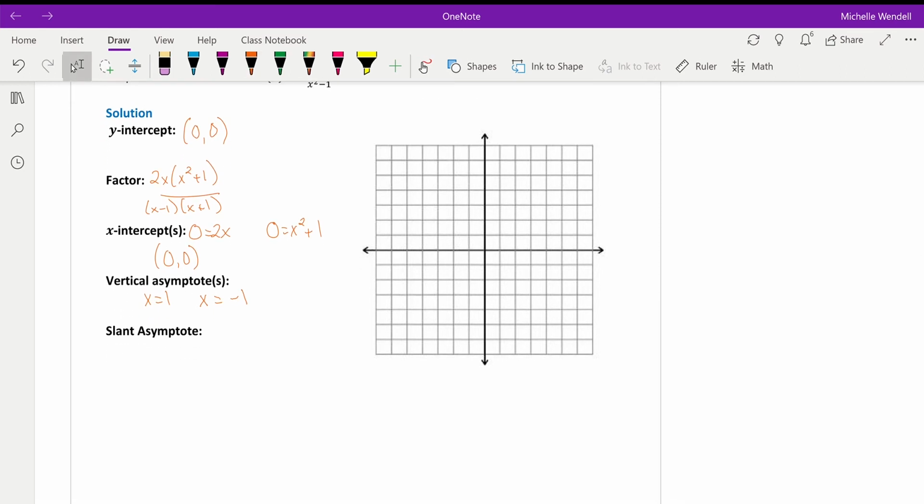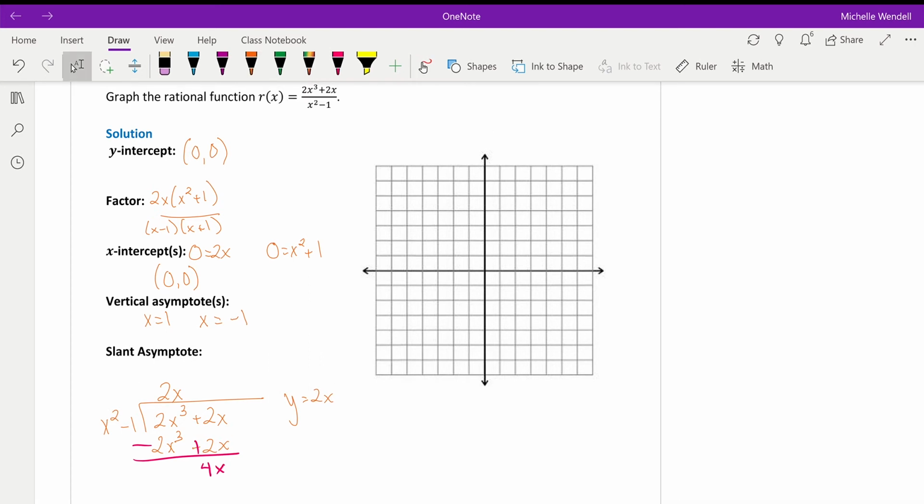And to get our slant asymptote, we will do division. So x squared goes into 2x cubed 2x times. Remember, we don't need the remainder. So y equals 2x is our slant asymptote. That is slope-intercept form. And my intercept is (0, 0) and my slope is 2. So I can go up 2 over 1. And then that is my slant asymptote.